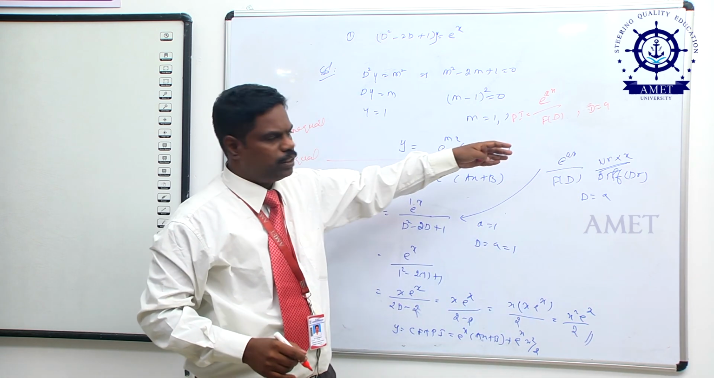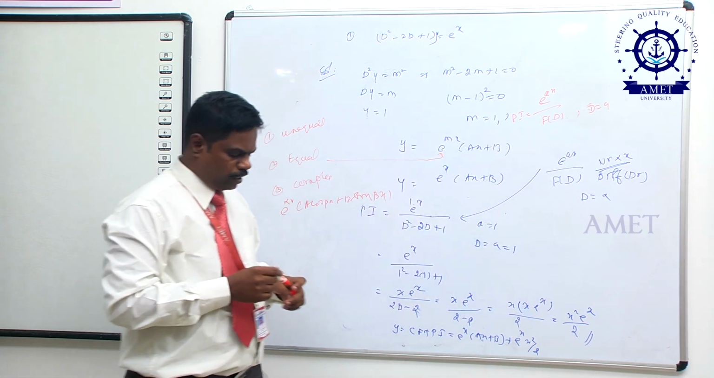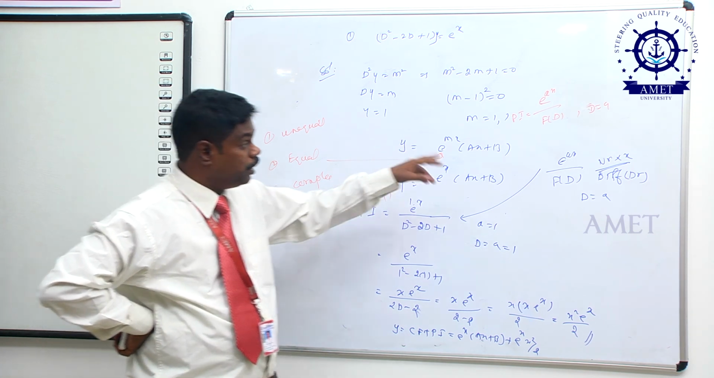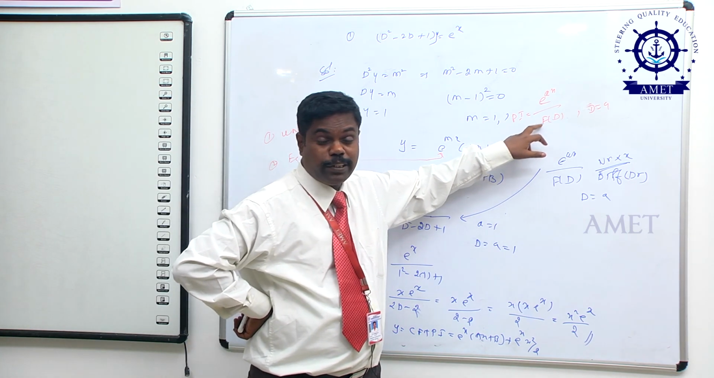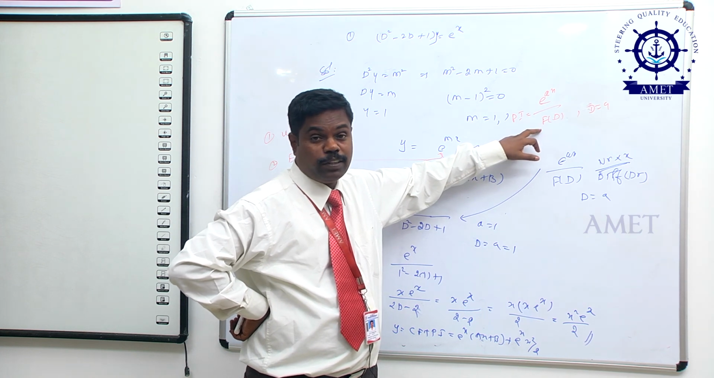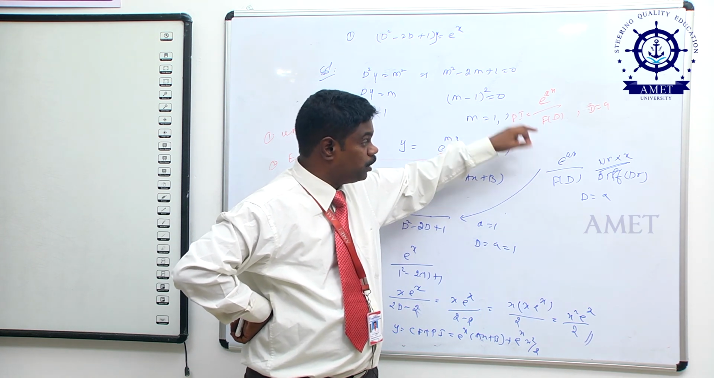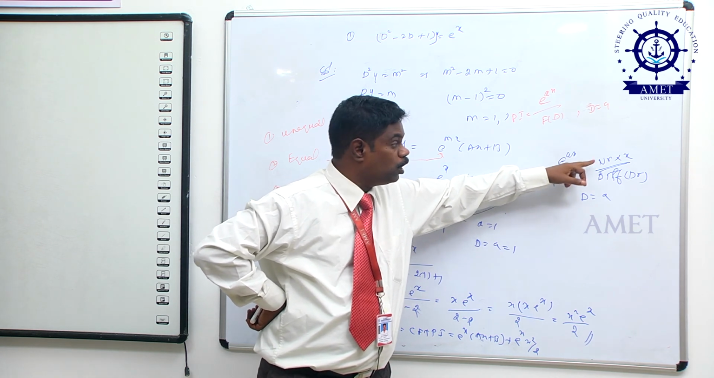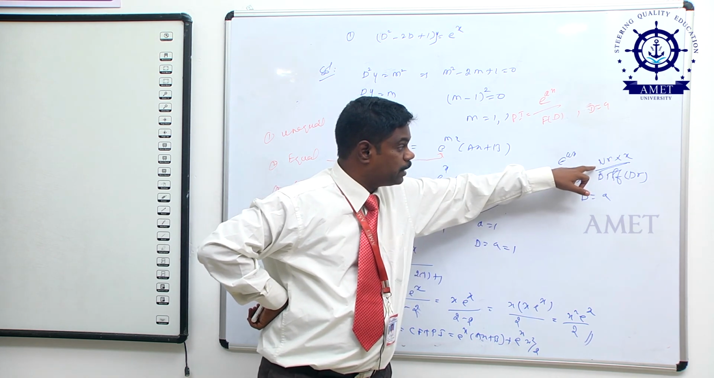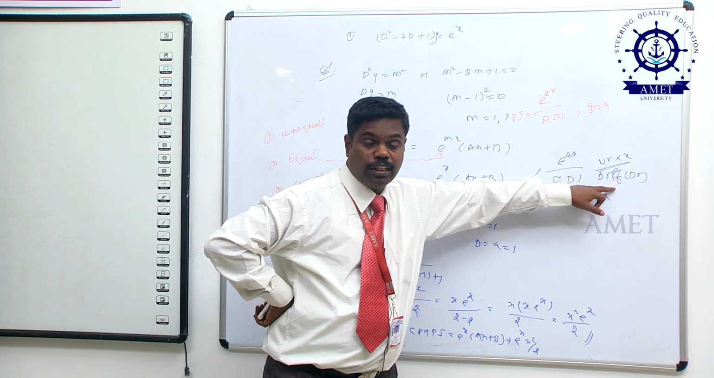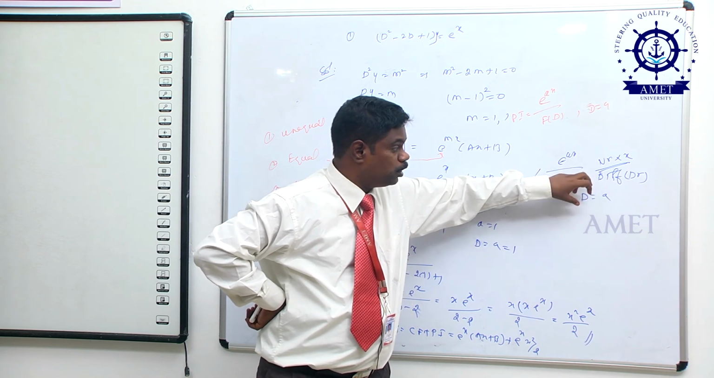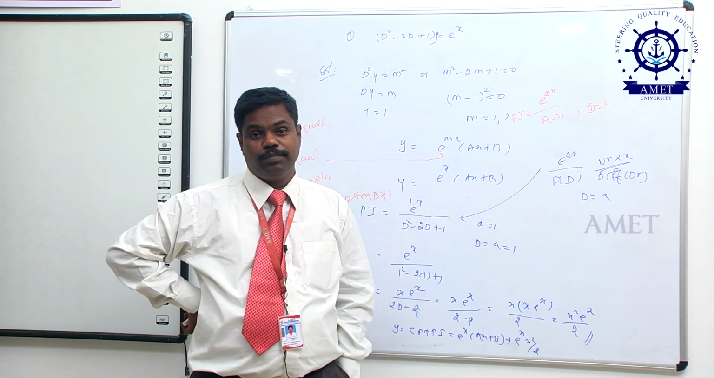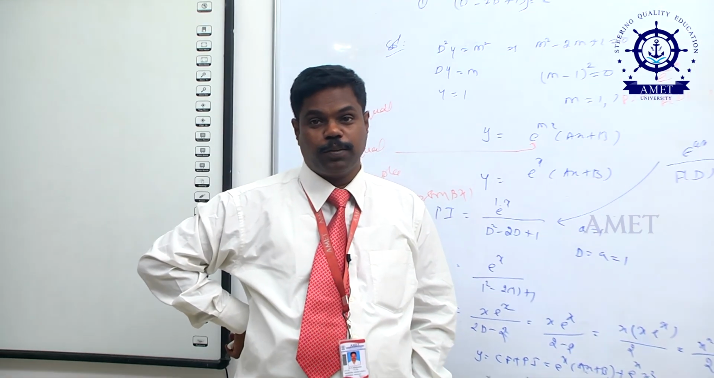So we substitute D is equal to a, and we can find the particular integral part. While substituting D is equal to a, f of a cannot be equal to 0. If it is equal to 0, you have to go for the second rule. The second rule is the numerator is multiplied by x and differentiate the denominator. These rules you have to follow. Are you clear? Thank you very much.